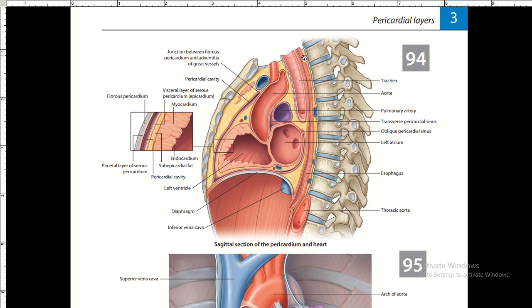And it's going to be divided into three parts. You're going to have a cervical part, the one that lies within the neck, and then the thoracic portion, which is the longest portion, and then your abdominal part, which is the shortest. So your esophagus is found in both the superior mediastinum and the inferior mediastinum.